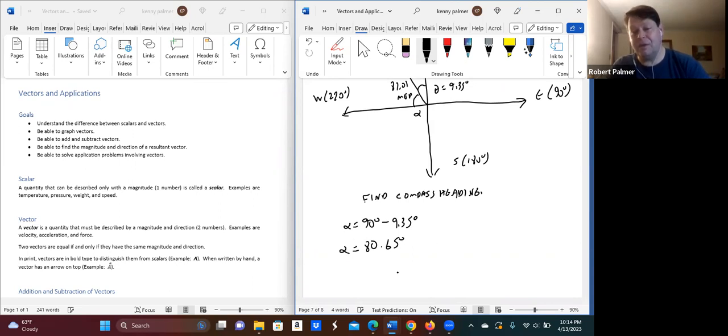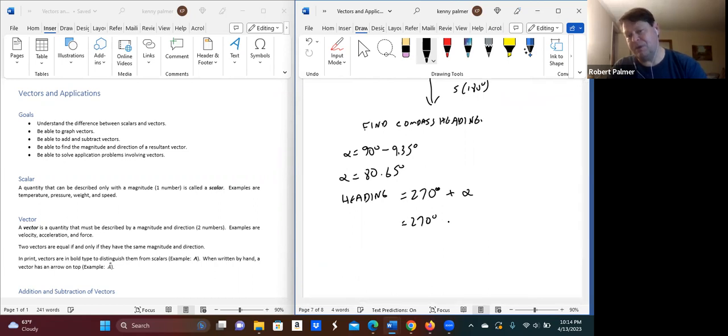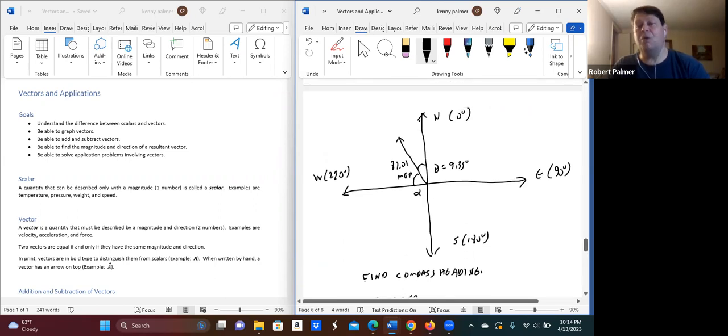Okay, and then the final thing then, so our heading is just going to be west, which is 270, okay, plus alpha. 270 plus 80.65 degrees. And so that's going to be 350.65 degrees, or basically 351 degrees. So that's the heading. Okay. Now we could have also gotten that because if you think about going all the way around, 0 degrees is the same as 360 degrees. So we could have just subtracted from 360 and got the same thing.